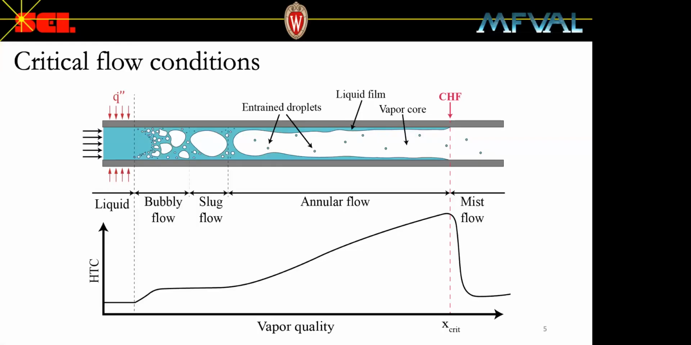For annular flows, the critical flow conditions are the conditions at which the maximum HTC occurs, and this is indicated here as CHF. The value of the heat flux at which the local maximum in HTC occurs is called the critical heat flux, abbreviated as CHF. The local vapor quality at the max heat transfer coefficient is referred to as the critical vapor quality, labeled here as X sub crit. It is necessary to define the nomenclature as I've used it in this work, because the nomenclature in literature is inconsistent among authors.